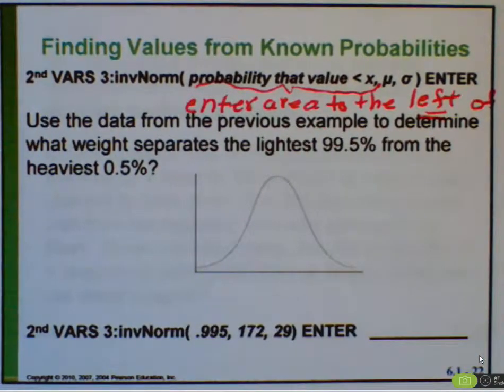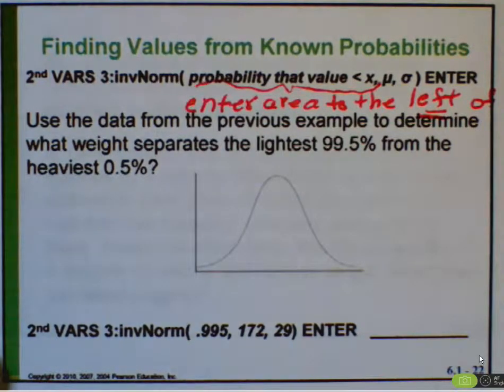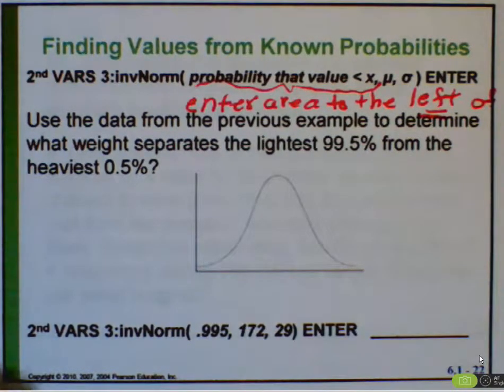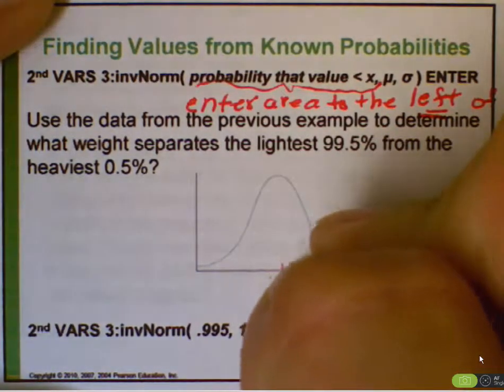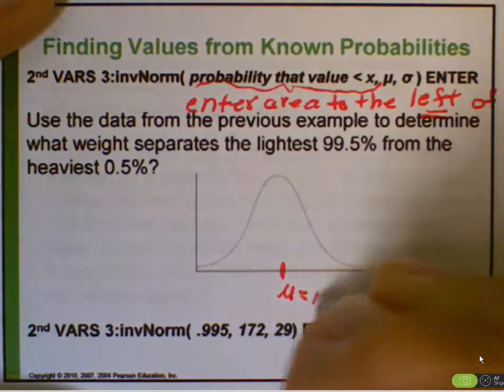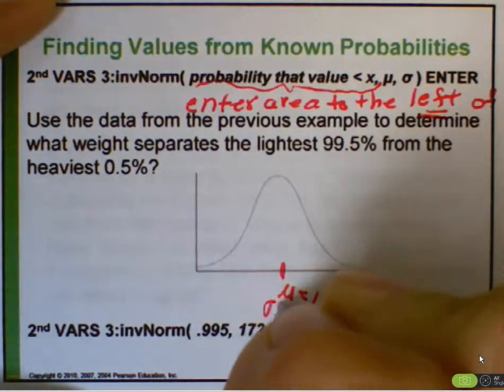Use the data from the previous example to determine what weight separates the lightest 99.5% from the heaviest 0.5%. All right, draw your normal distribution where your mean is 172 and your standard deviation is 29.